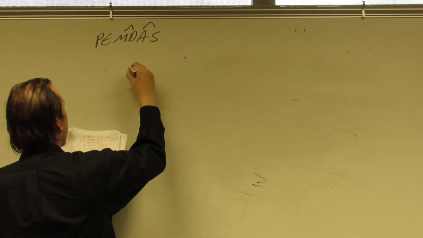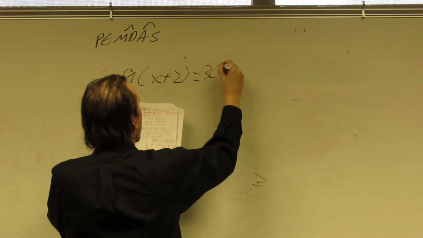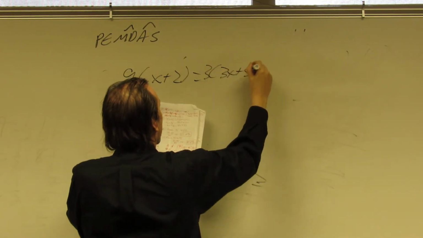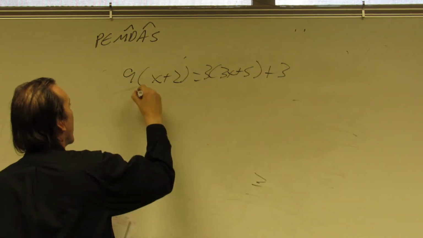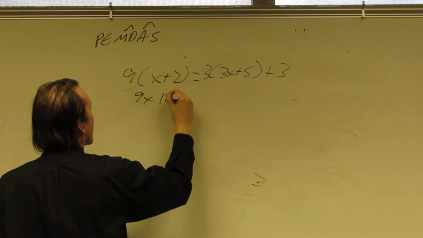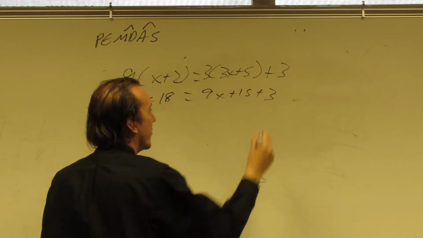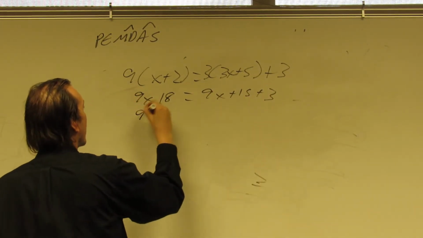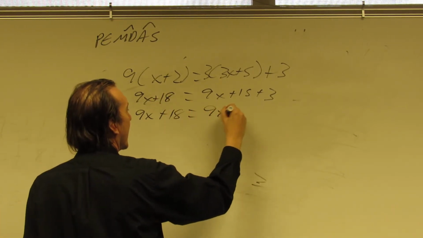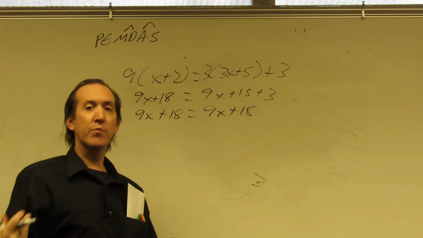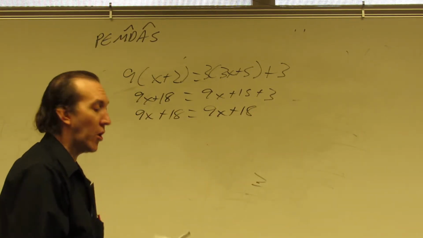Next, we're going to have 9 times (x plus 2) equals 3 times (3x plus 5) plus 3. You need to distribute first. 9x plus 18 equals 9x plus 15 plus 3. Combine like terms. 9x plus 18 equals 9x plus 18. At this point you can stop because it's exactly the same on both sides, so it's all real numbers.